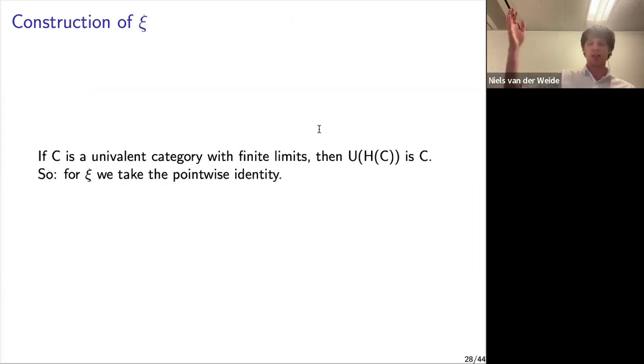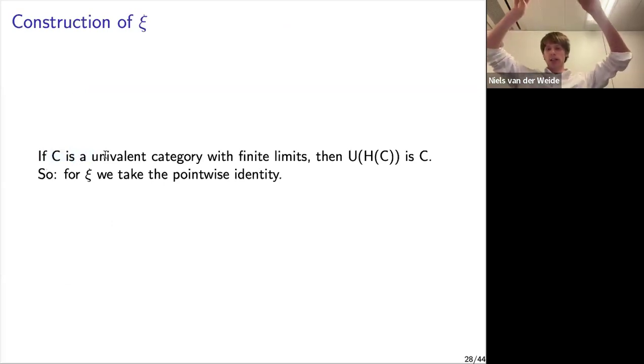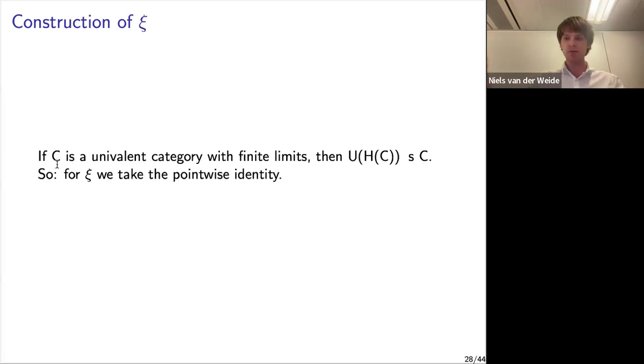So now we need to make the unit and counit. One of them is not that special because we start with a univalent category, make this comprehension category with the arrows, and then we take the category of contexts. Oh, we got the same thing back. Oh, we can take the identity, pointwise adjoint equivalence, yay.